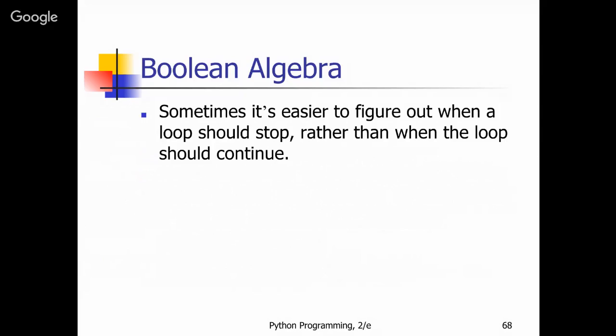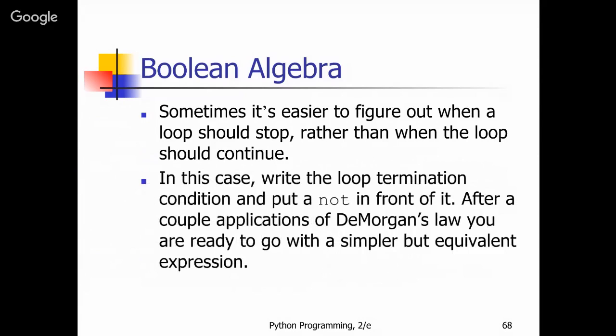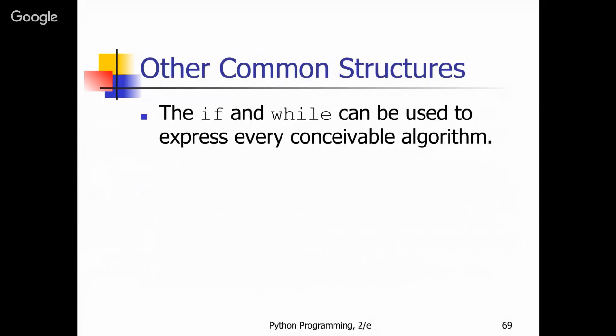Let's look at this example as well, and then we will take our first break. So you can think about the fact that sometimes it might be easier to know when the loop should stop rather than when it should continue. So if we write the loop termination and put a not in front of it, and then if I apply De Morgan's law, what will we end with?